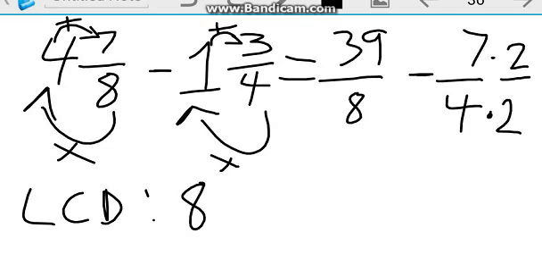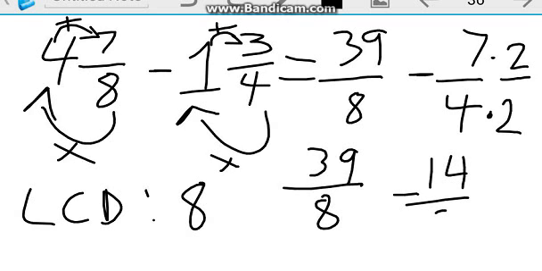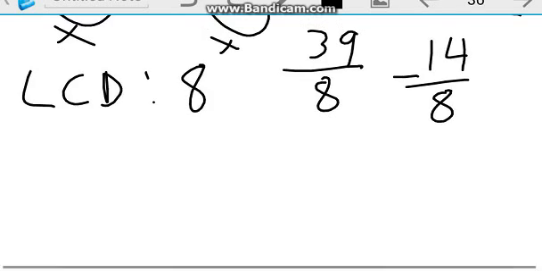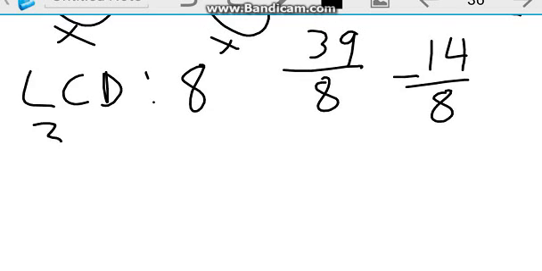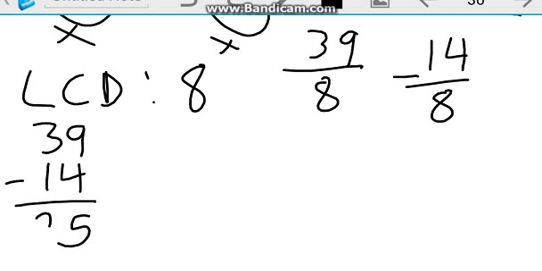So we are left with 14 over 8 being subtracted from 39 over 8. And since they have the same denominator, we can do this. So now let's subtract 14 from 39. We are left with 25. So our fraction is now 25 over 8.